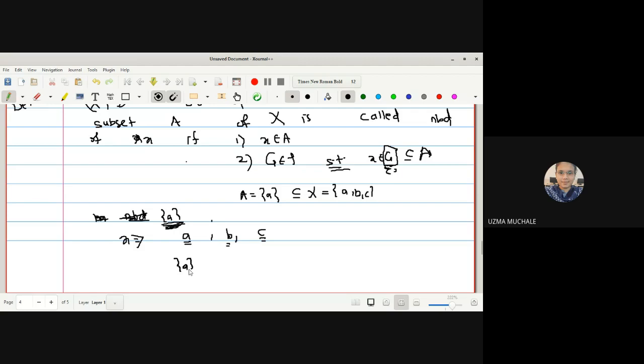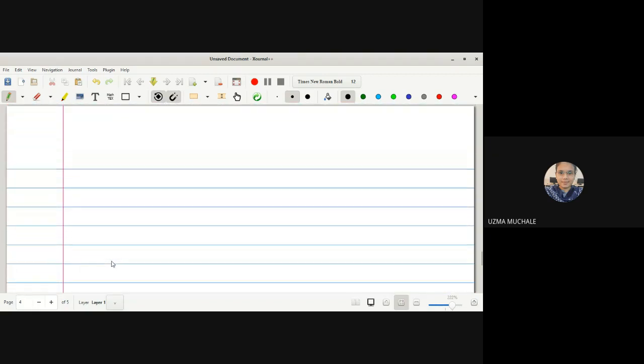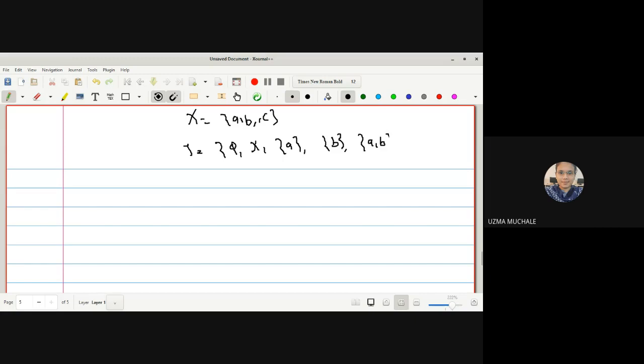If I am writing this as singleton a, it will be a set. If I am writing it as a, it is an element. Okay, try to find out what is a neighborhood of a. I will write down what is the topology once again. X equals {a, b, c}, and tau equals {phi, X, {a}, {b}, {a, b}}. So if I want to find out the neighborhood, how will I find it?